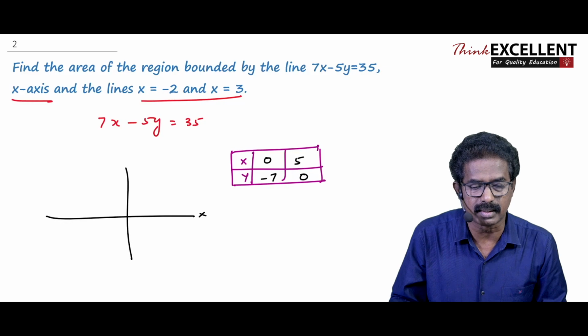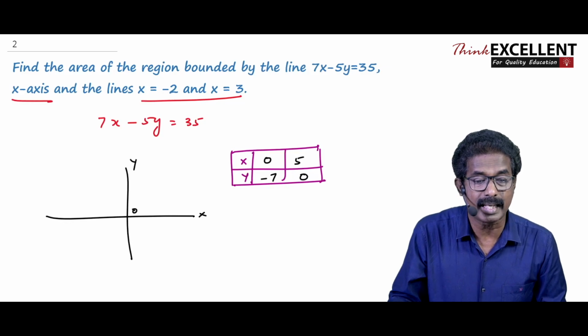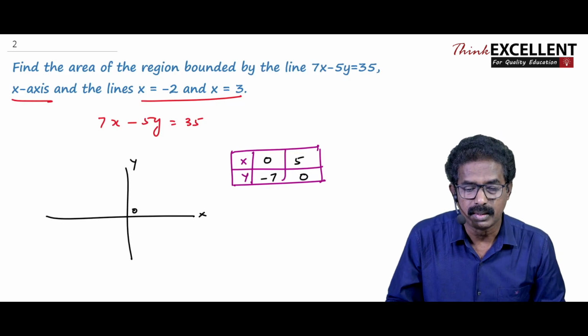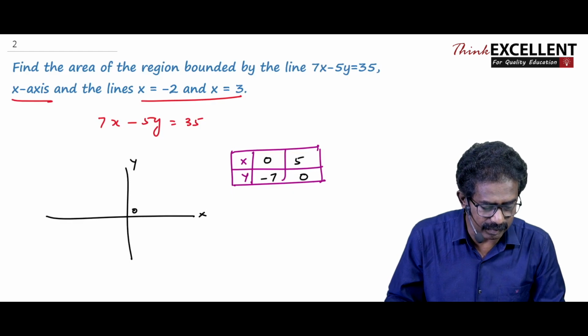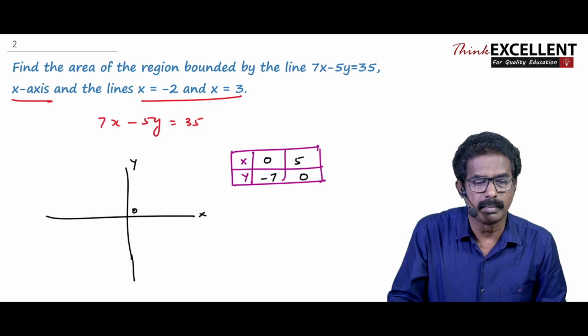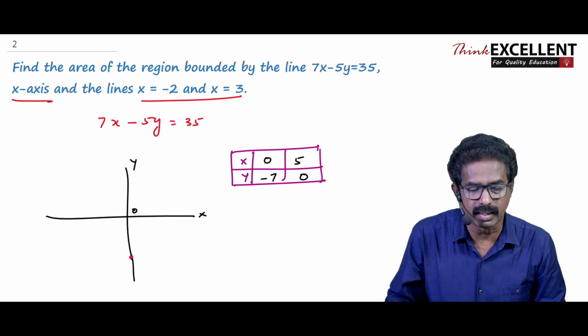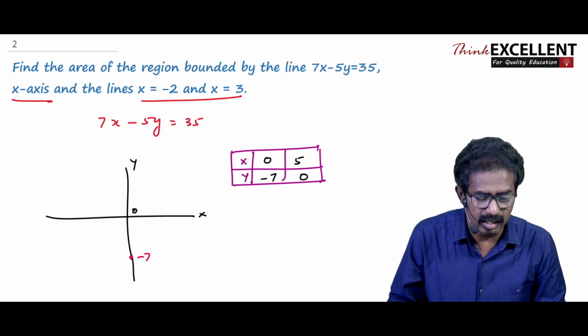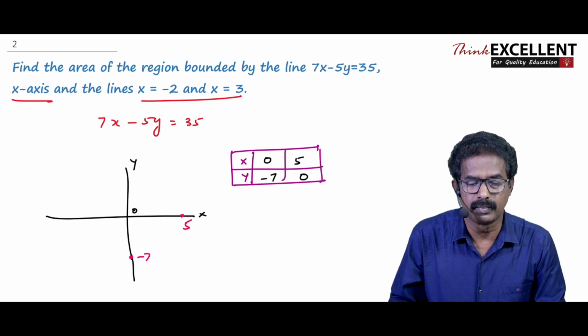Say this is the x-axis, y-axis, 0. But the diagram is important. You must draw. 0, minus 7. On the x-axis, 5, 0. Say I'm taking this point as minus 7, and then 5, 0. So you are getting a line like this, right? You are getting a line like this.